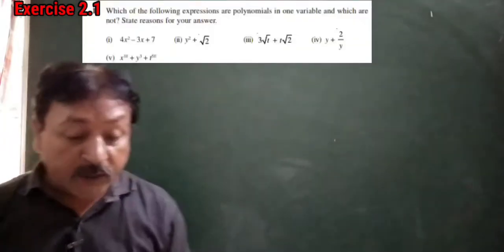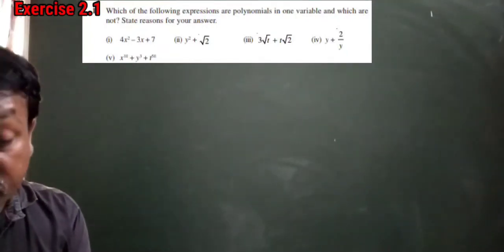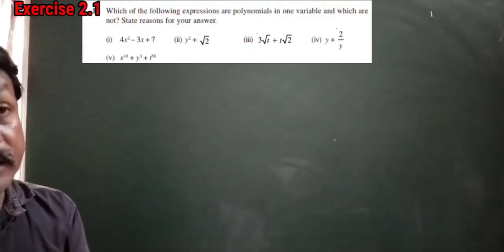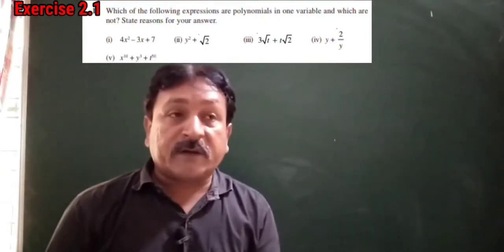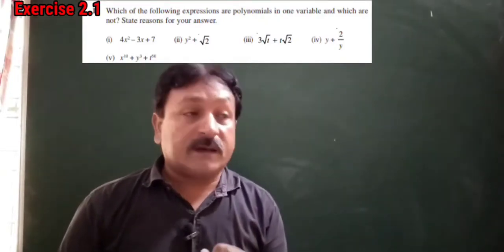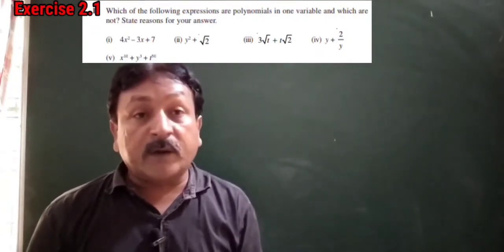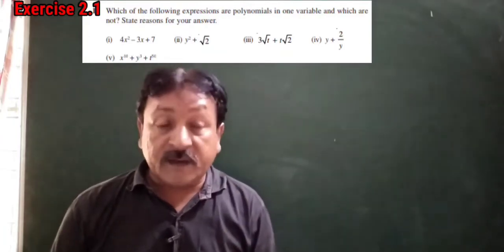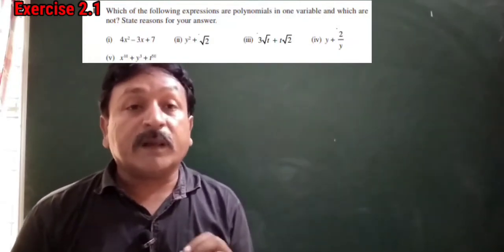See the first question on the board. It is saying which of the following expressions are polynomials in one variable and which are not. State reasons for your answer. I had explained how we have to solve it. Just recall the concept that two conditions are necessary. First condition is that it must be in one variable, only one kind of alphabet must be used. Second thing, the power of the variable must be a whole number.